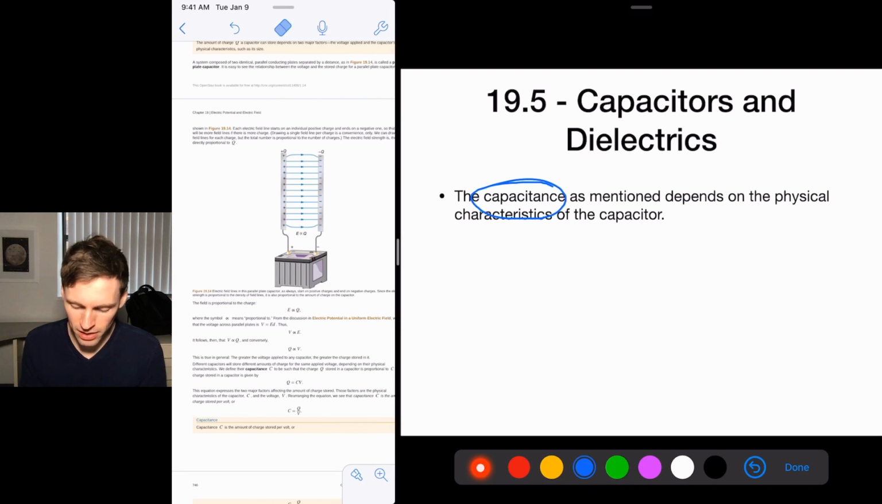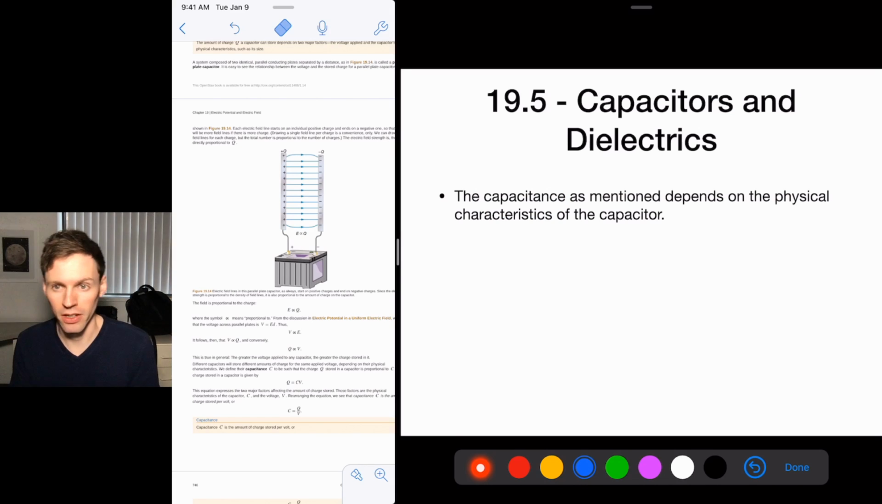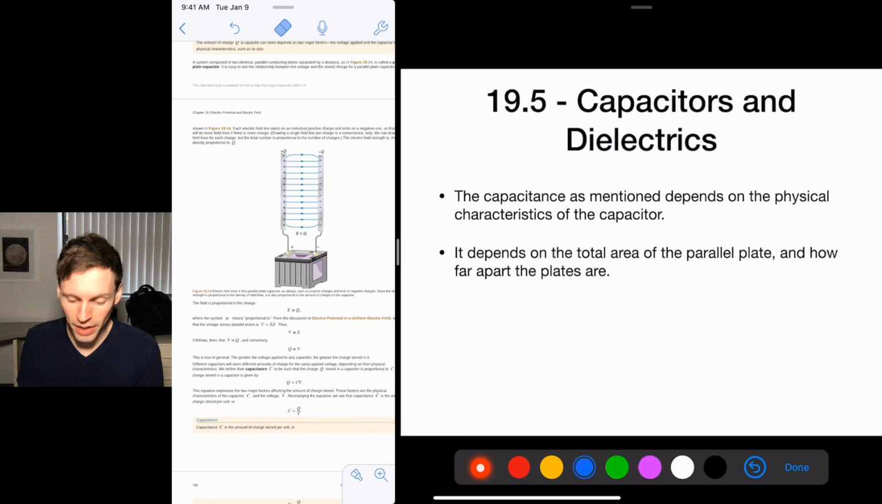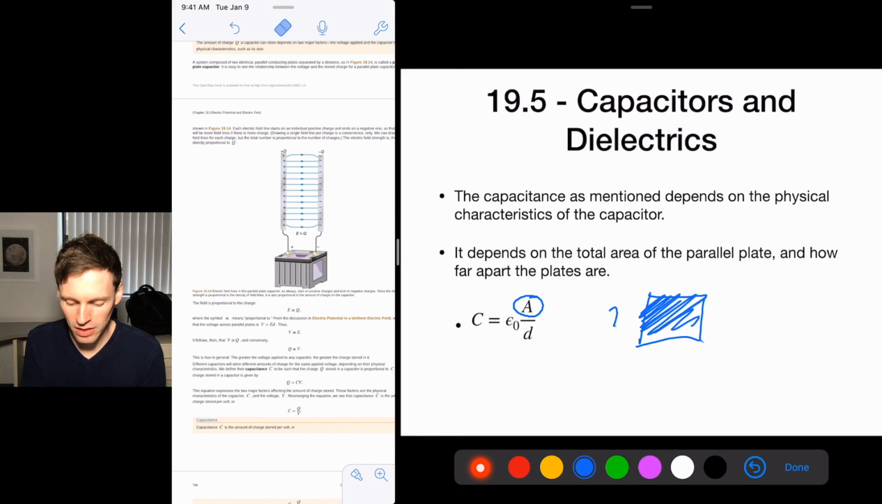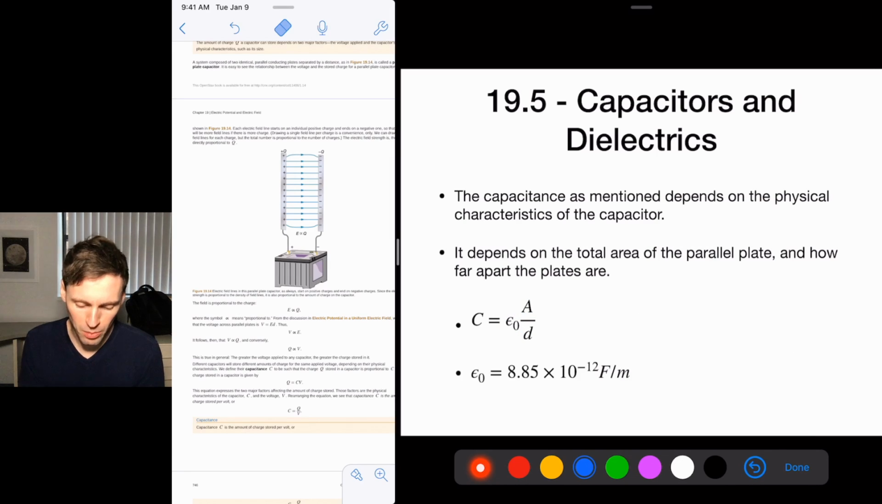The capacitance, as mentioned, depends on the physical characteristics of the capacitor. So let's say you want to actually calculate it. It depends on the total area of the parallel plate and how far apart the plates are, so it's the geometry of your capacitor. If one of your plates is length times width, that's the area, divided by the distance d that separates the two plates. Then you get a constant, epsilon naught, which is 8.85 times 10 to the minus 12 farads per meter.